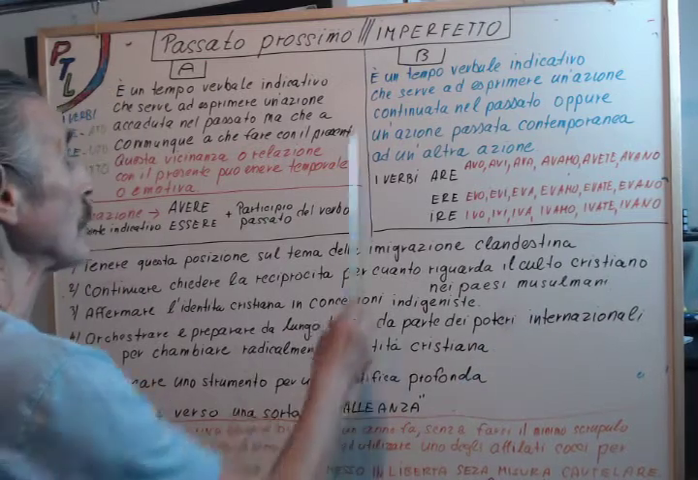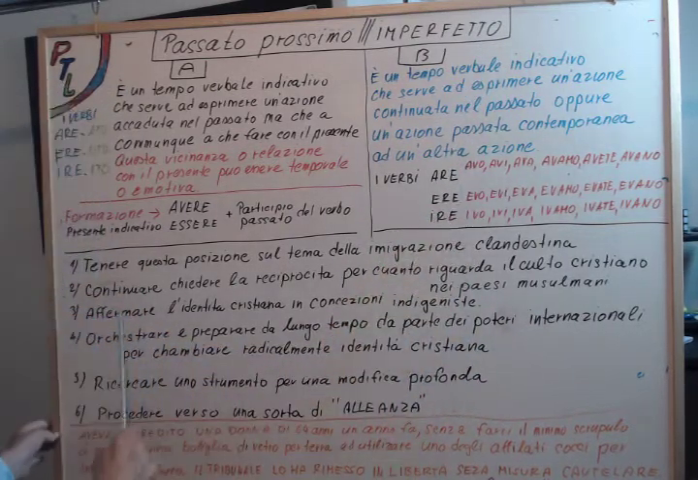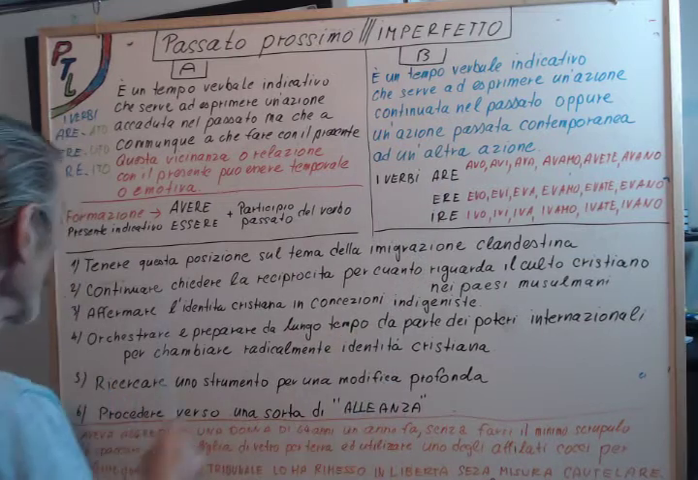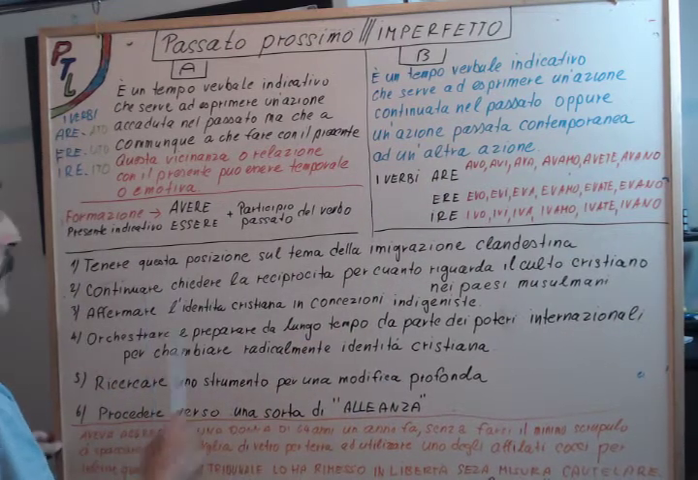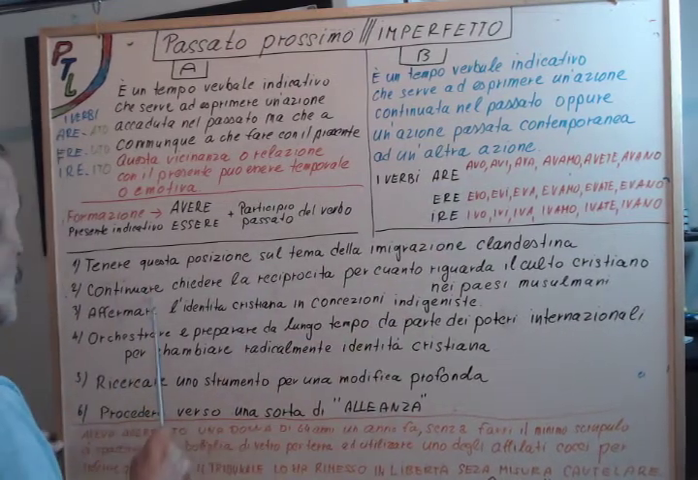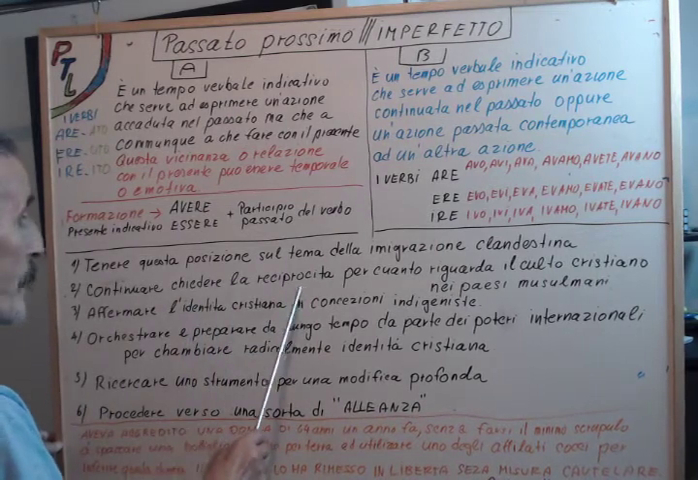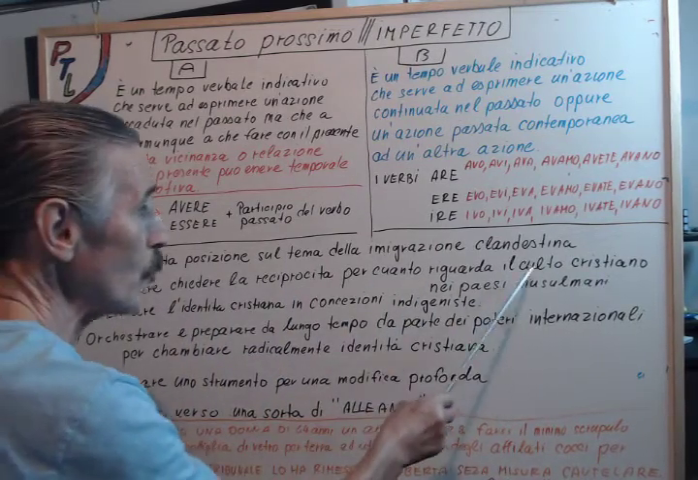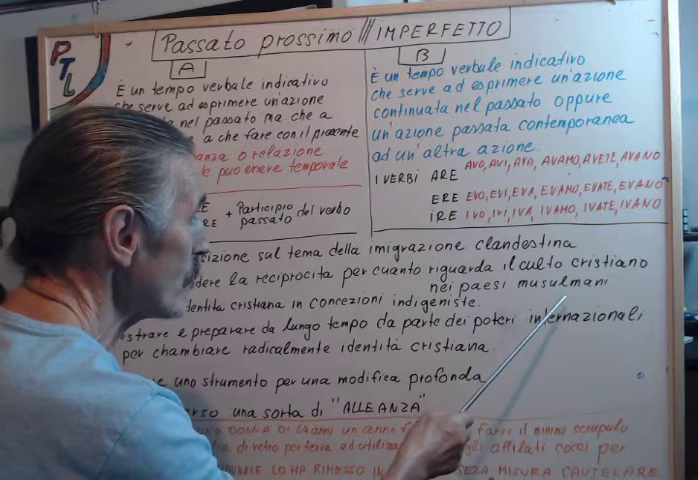Or if I want to put it into imperfetto, I would say, because it is are, I would remove are from that and I would give it the ending avo. Continuavo chiedere la reciprocità per quanto riguarda il culto cristiano nei paesi musulmani.